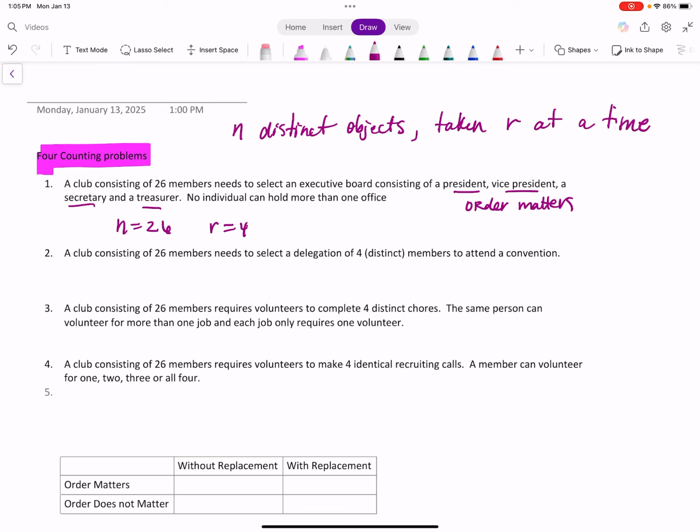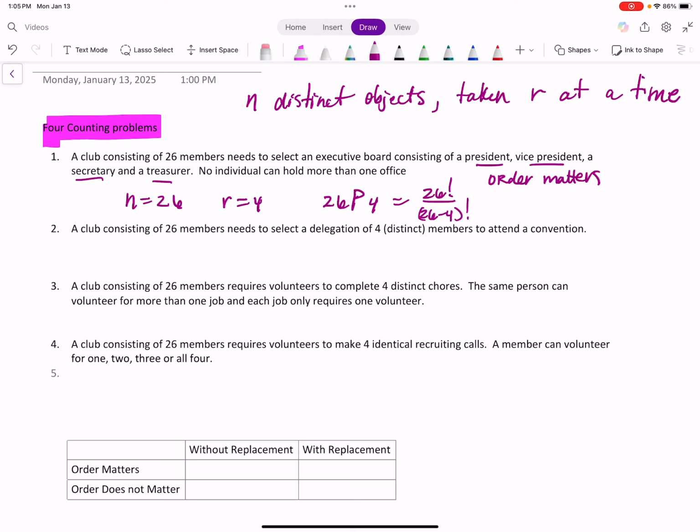So we know that this right here is a permutation of 26 items taken 4 at a time. So 26P4, or 26 factorial over 26 minus 4 factorial. We've seen that already.